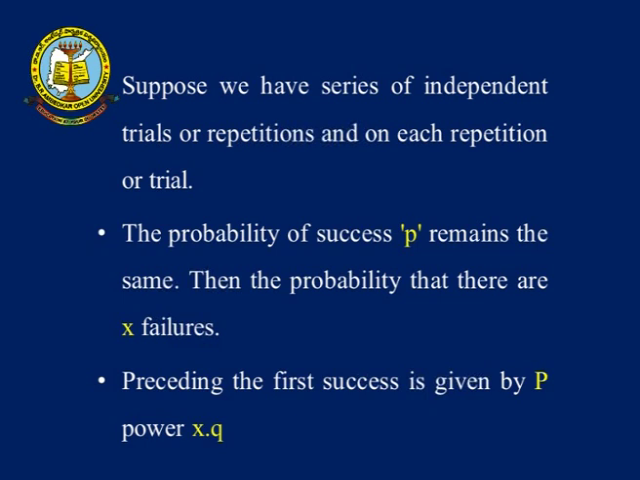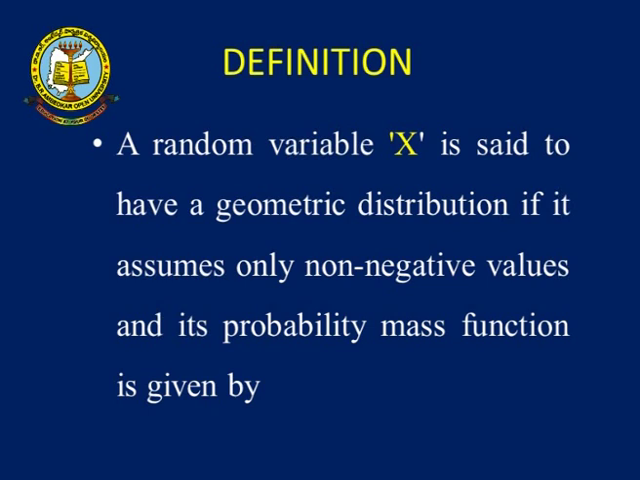Suppose we have a series of independent trials or repetitions, and on each repetition or trial the probability of success P remains the same. Then the probability that X is the number of failures preceding the first success is given by Q power x times P. What is the definition of the geometric distribution?